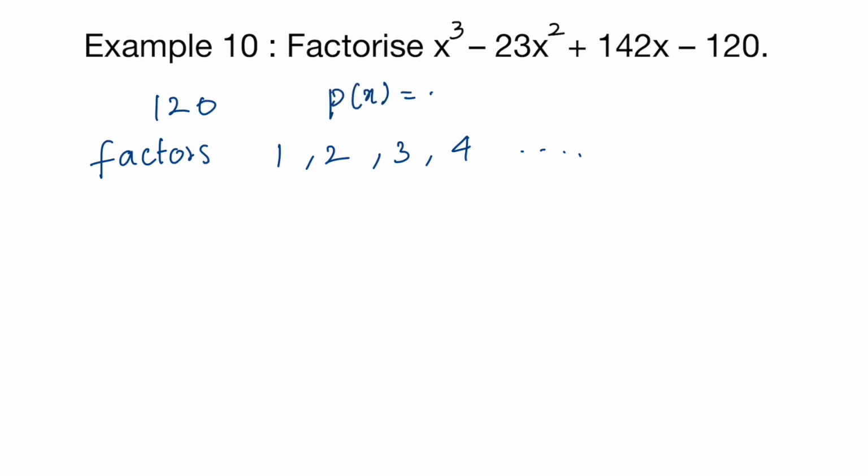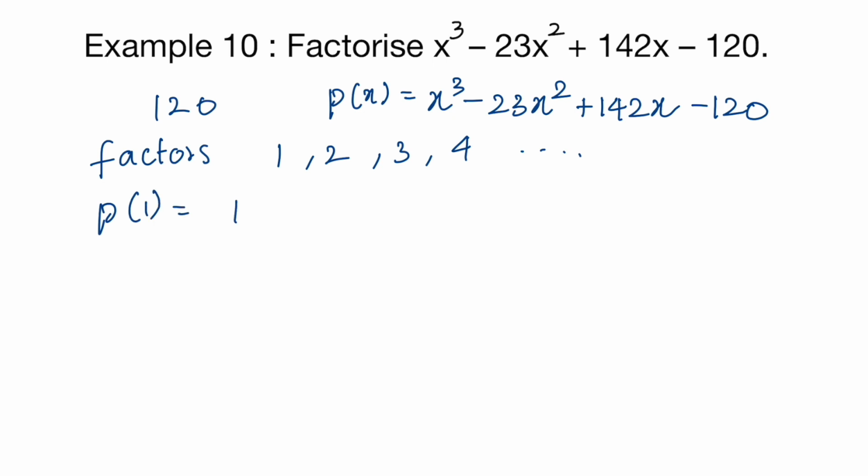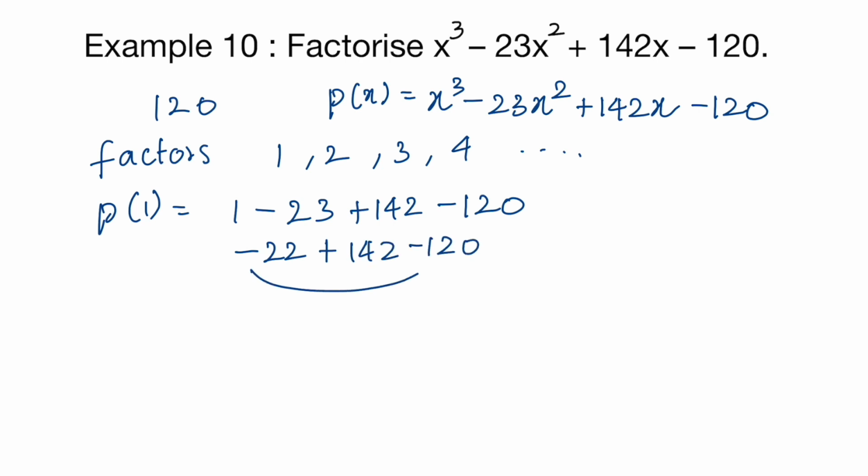Let us say P of x is equal to x cube minus 23x squared plus 142x minus 120. That is P of x, and we are going to find P of 1 now. P of 1 is equal to 1 cube minus 23 times 1 squared, which is minus 23, plus 142 minus 120. So 1 minus 23 is minus 22, and minus 120 gives minus 142, and we have plus 142. So that adds up to 0. So P of 1 is equal to 0.